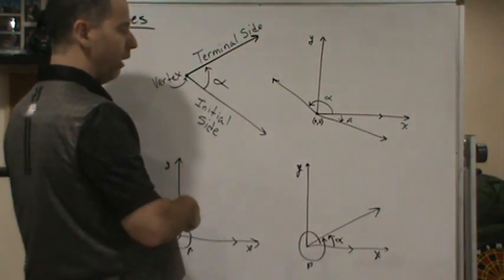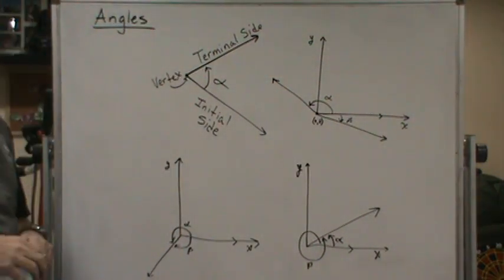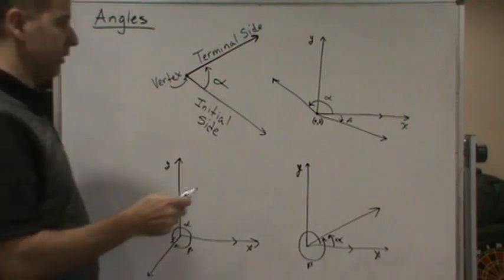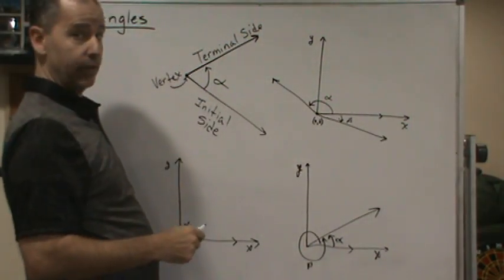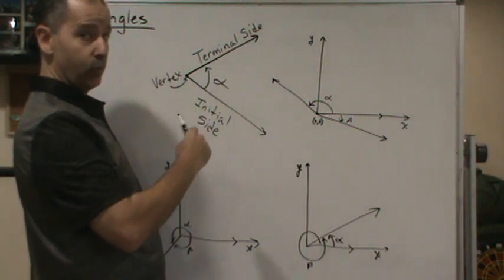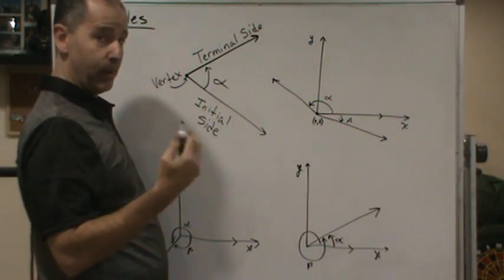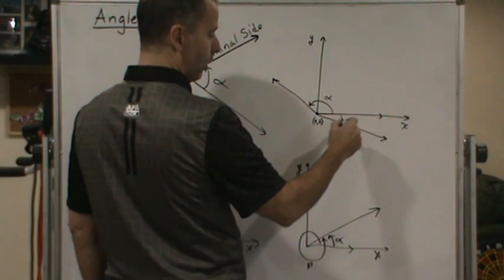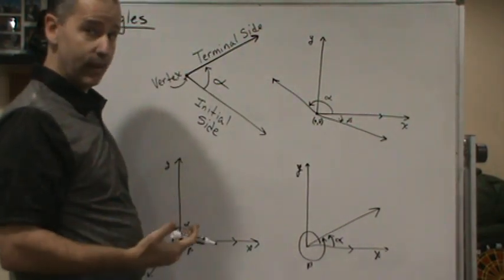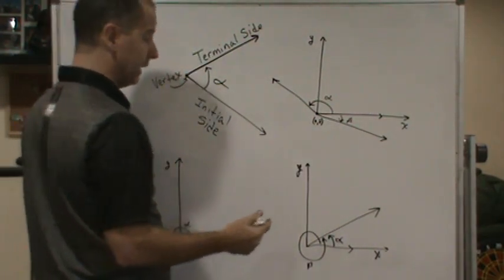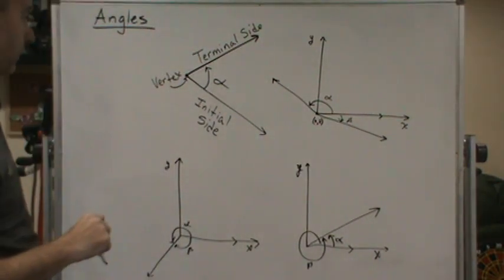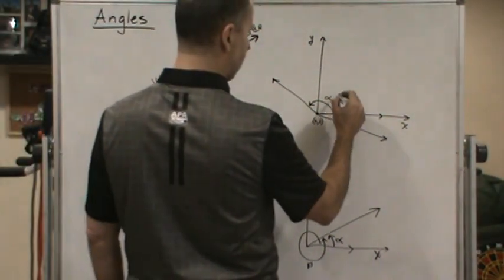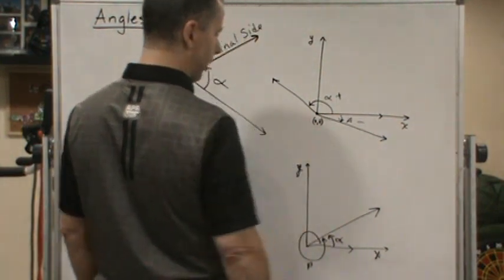Now, angle alpha is a positive angle because it's going counterclockwise. Okay, so angles that are formed going in the counterclockwise direction are positive. Angles that are formed by going in the clockwise direction are negative. Okay, so that's another key thing to keep in mind. So this would be a positive angle, this would be a negative angle.